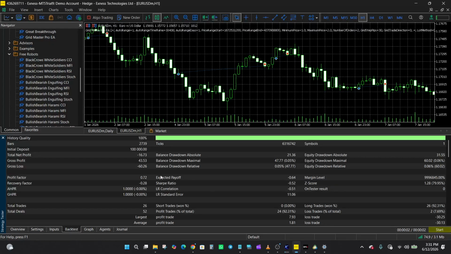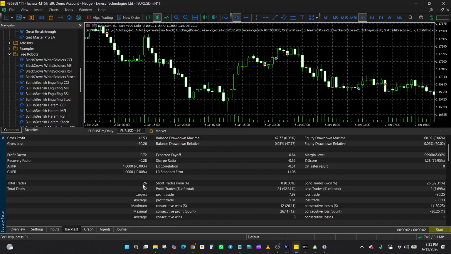All right, so looking at the backtest results, we can see that from an initial deposit of $100,000, the total net profit was negative $16.73. Total trades taken were 26. 24 of those trades were profitable, giving us a 92.31% win rate. The largest profit was 7.93, largest loss 30.25, average profit 1.81, average loss 30.13.